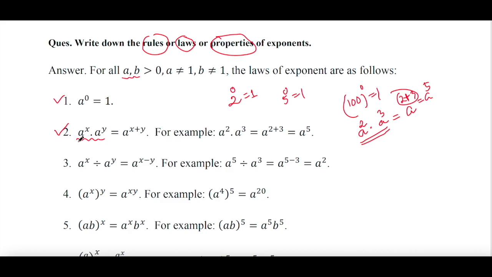তাহলে কি হবে, গুণের ক্ষেত্রে পাওয়ার যোগ হবে, গুণের ক্ষেত্রে এক্সপোনেন্টগুলো যোগ হবে, a to the power x into a to the power y equal a to the power x plus y, এবং ভাগের ক্ষেত্রে পাওয়ার বিয়োগ হবে a to the power x divided by a to the power y, which is a to the power x minus y.